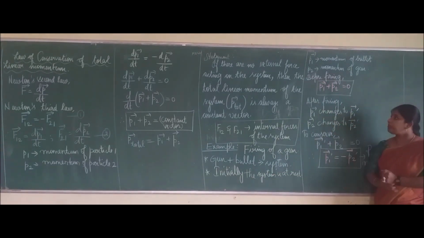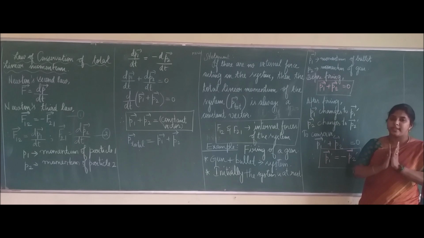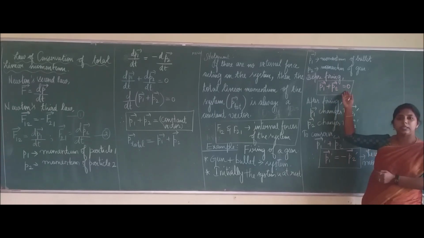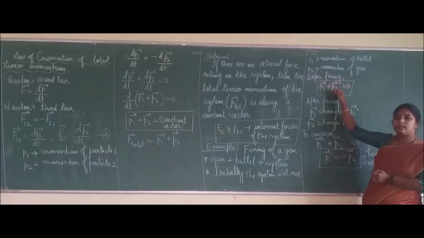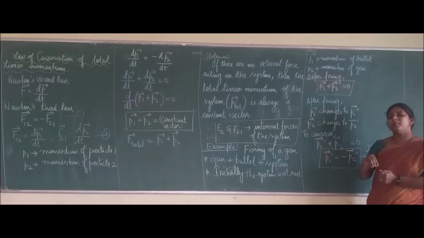Let P1 be the momentum of the bullet and P2 the momentum of the gun. Before firing, both the bullet and the gun are at rest, so P1 vector plus P2 vector equals 0. It is not firing, so before firing it is at rest. Now when the gun is made to fire, what will happen?